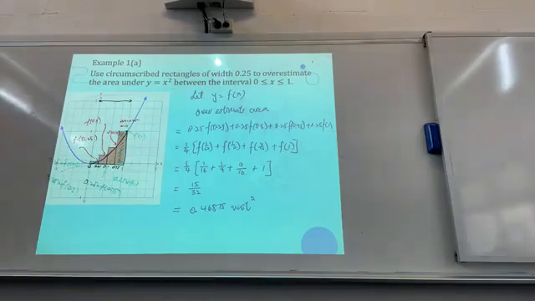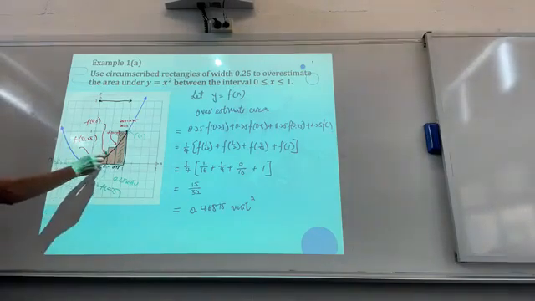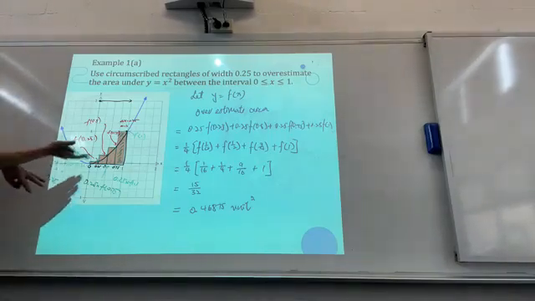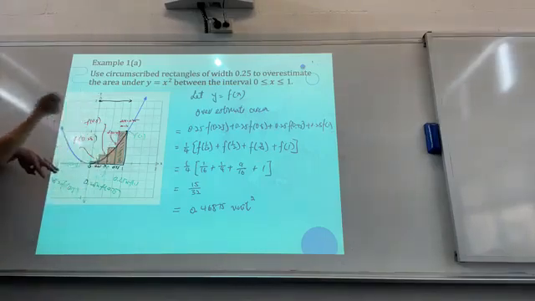So you must be able to do this, understand what circumscribe means. You're overestimating. You've got all this extra space, all this extra area. Okay? Everyone agree with me? Think about this rectangle. You are changing the curve into a different sort of rectangle, a rectangle with a little bit more above the curve. Alright?